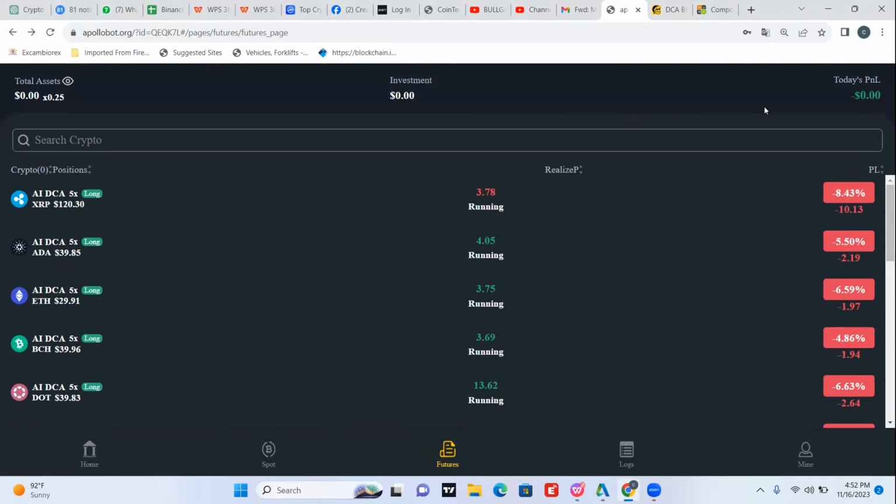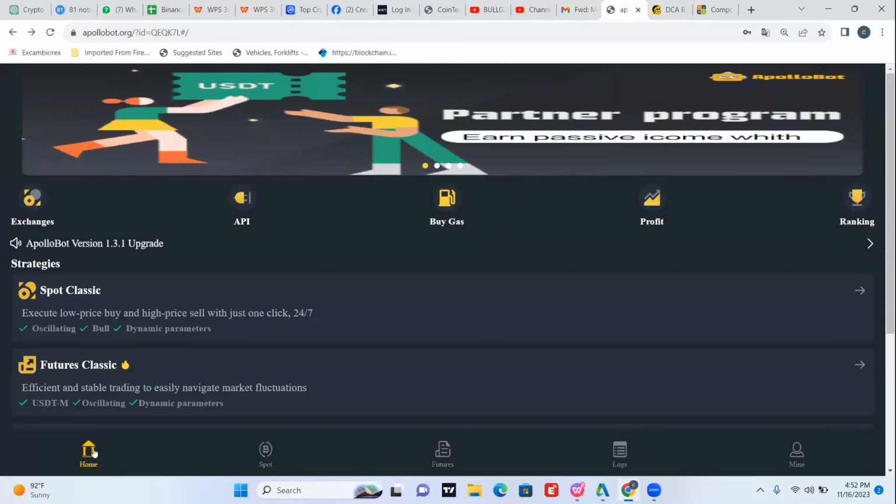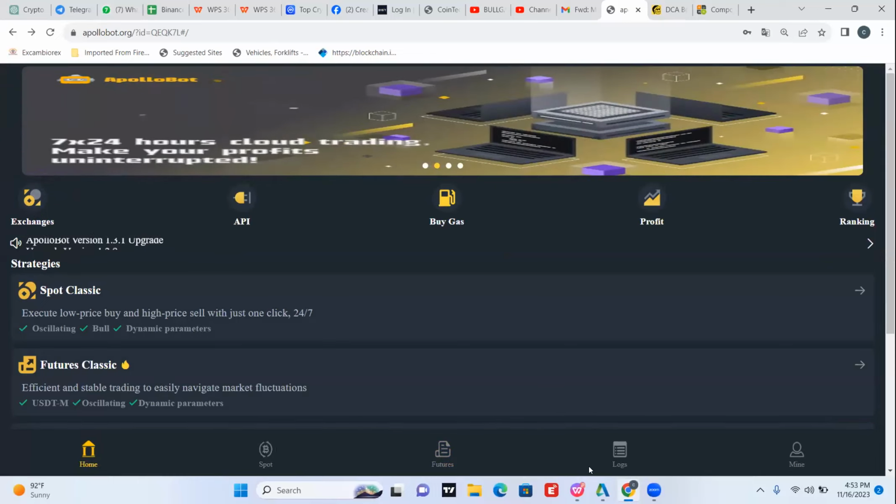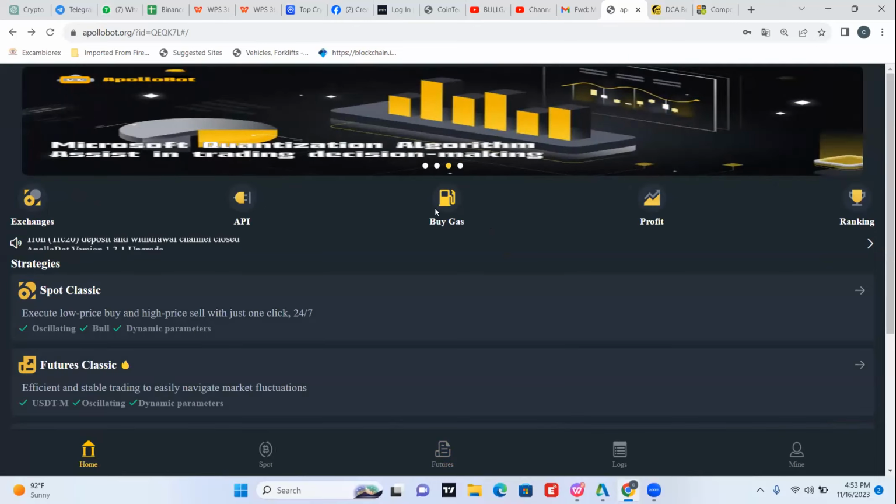So that's how you run the ApolloBot. That's futures. The futures bot is quite classy. It's awesome. With your $100, you can hop on this. You can hop on that boat and move on. So on futures, we're done presenting the futures.